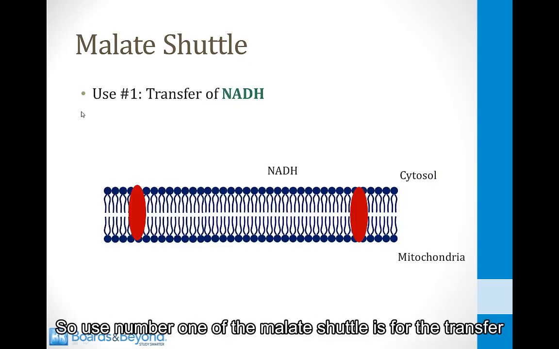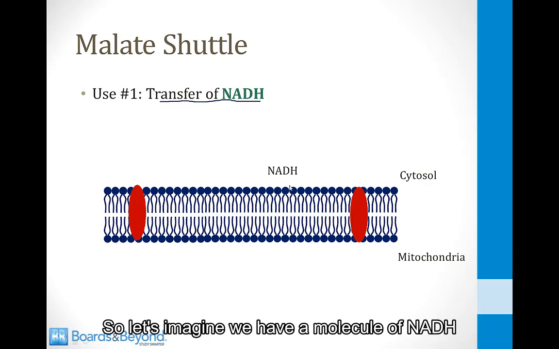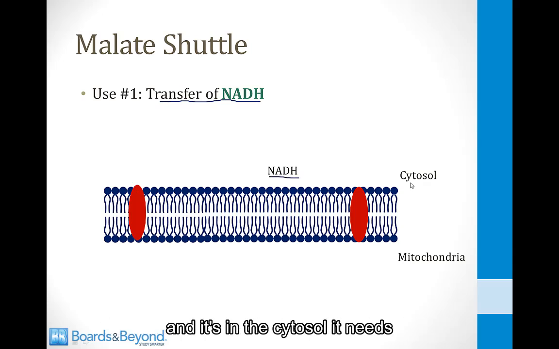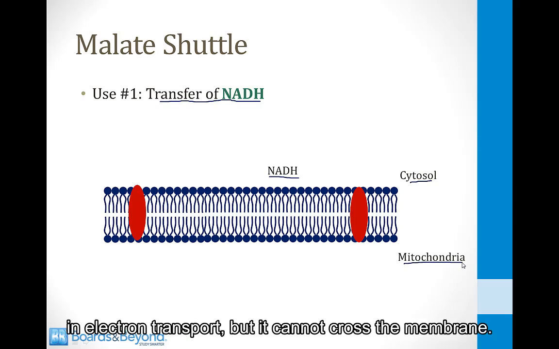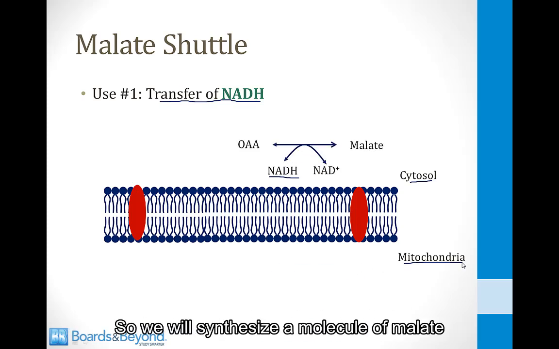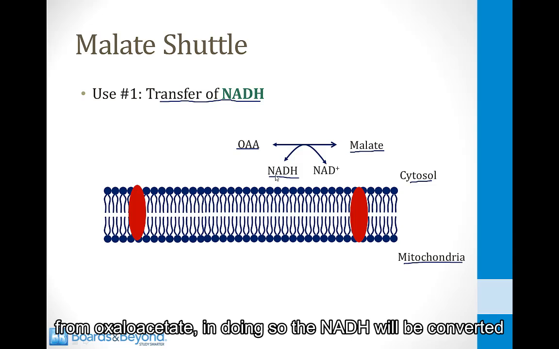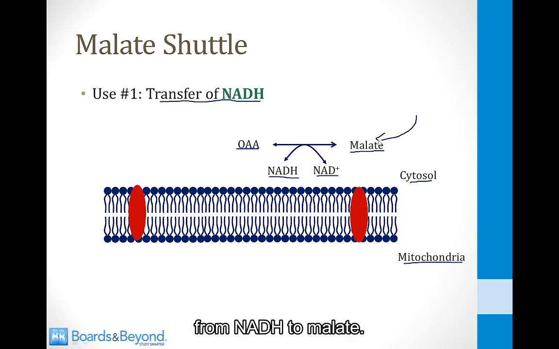So use number one of the malate shuttle is for the transfer of NADH into the mitochondria. So let's imagine we have a molecule of NADH and it's in the cytosol. It needs to get into the mitochondria to participate in electron transport, but it cannot cross the membrane. The way we're going to get it across is by using the malate shuttle. So we will synthesize a molecule of malate from oxaloacetate. In doing so, the NADH will be converted to NAD+. Essentially what we've done is donate the electrons from NADH to malate.